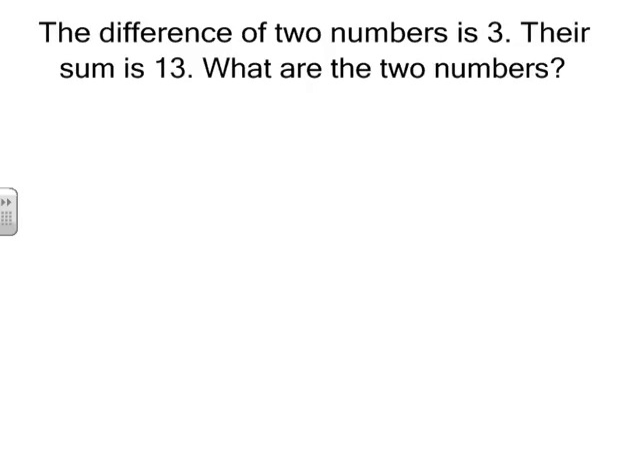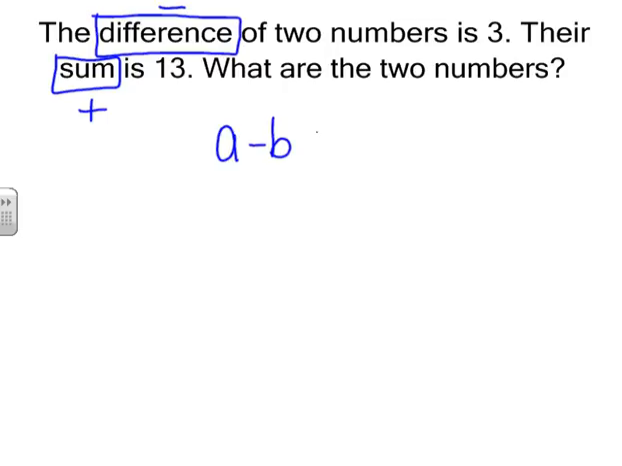For our last example, we're going to write a system of equations to help us solve a word problem. It says the difference of two numbers is 3, their sum is 13. What are the two numbers? The word difference tells us to subtract, and the word sum tells us to add. So we're going to set up the first equation to show the difference of two numbers is 3. So we can do a minus b equals 3, and it doesn't matter what letters you use. You can pick. Their sum is 13. So a plus b equals 13.